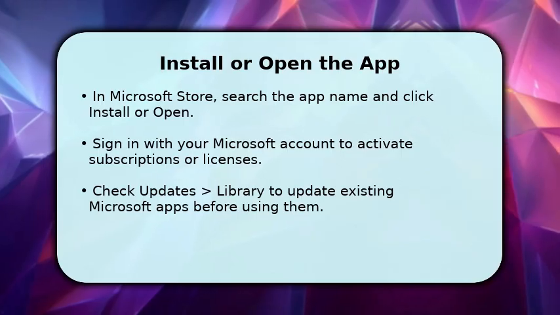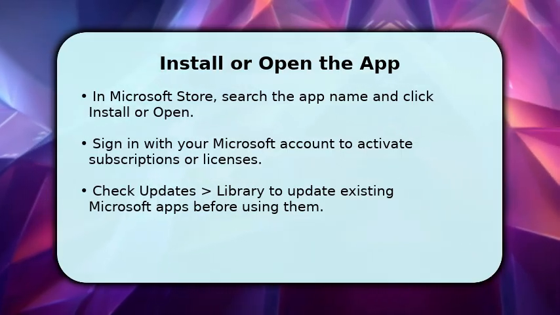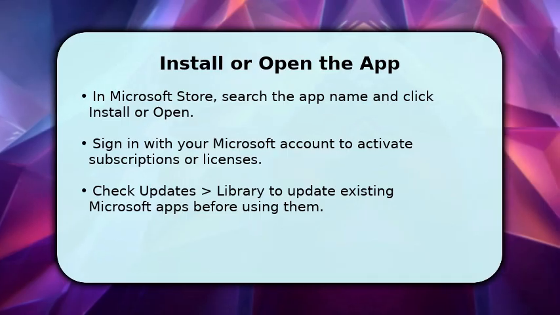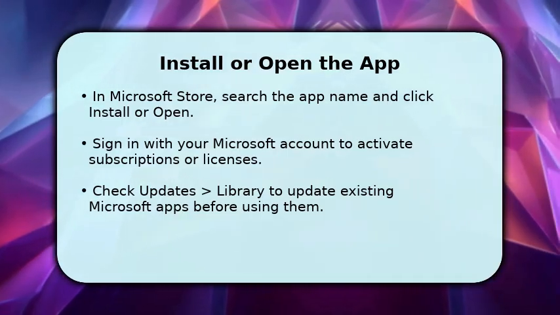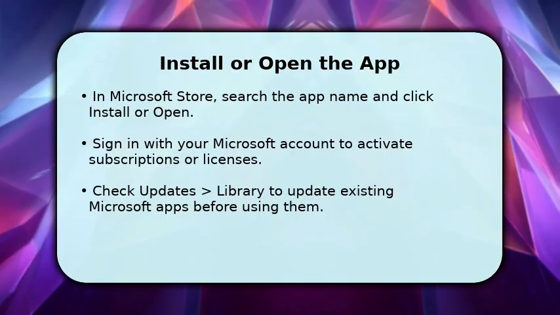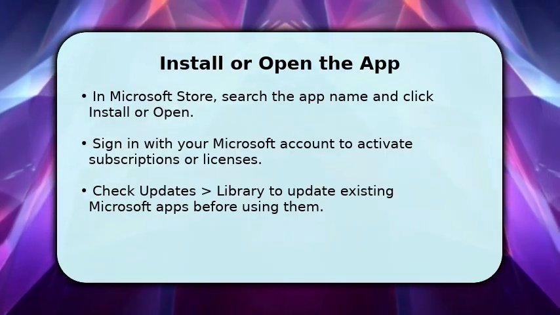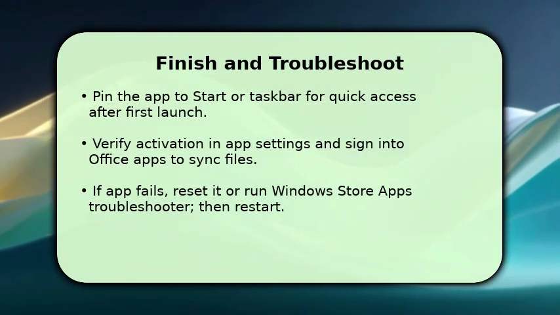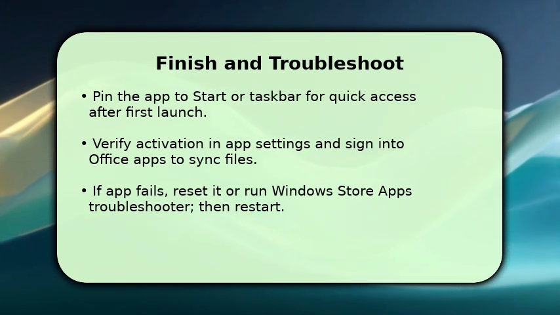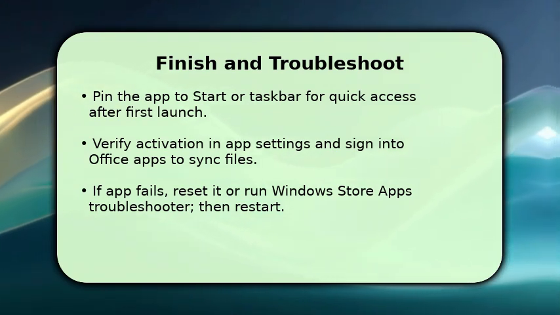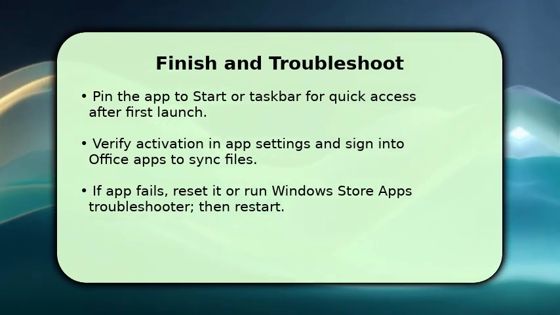After signing in, go to the store's library or updates section and apply any available app updates so you're running the latest bug fixes. To finish, open the app once and pin it to the taskbar or start menu so you can launch it instantly later. Make sure Office or the app shows activated under Account or Settings so cloud files and features sync properly.